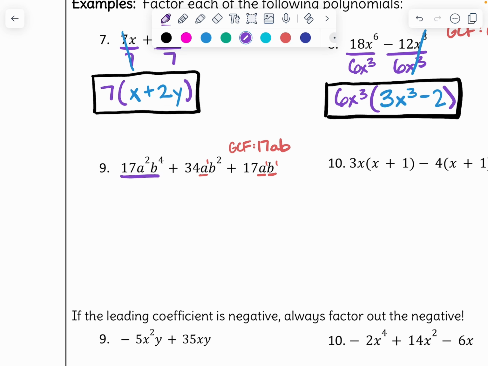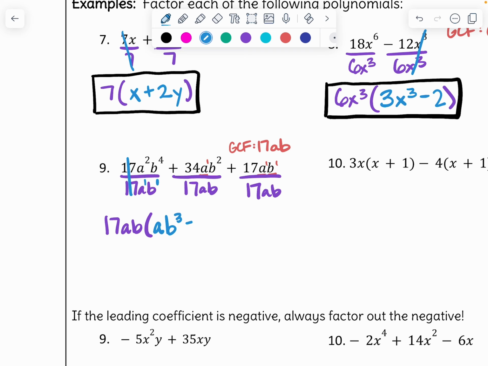I'll keep that up here actually. So I'm going to divide each term by 17ab. Write it below, outside of the parentheses, and now we're going to divide. 17 divided by 17 is 1. It cancels out. A squared divided by a, remember we're subtracting the exponents, and if it's not there, then you know it's an invisible 1. 2 minus 1 is 1, so we just have a. And then for b, we have 4 minus 1, which is b to the power of 3, or b cubed.